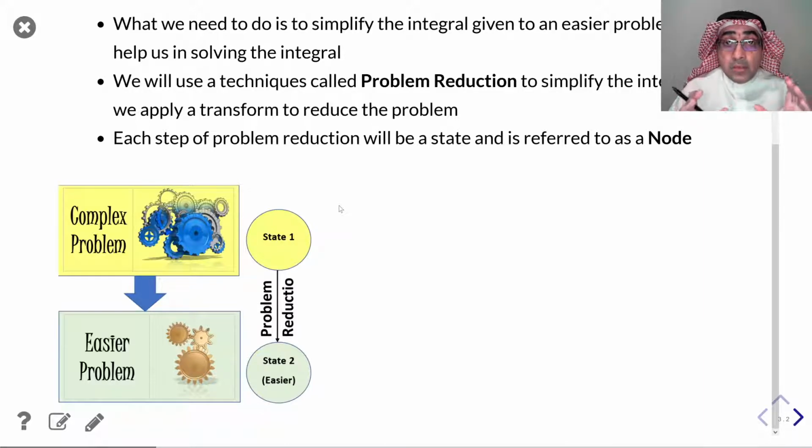Once you have a problem and that problem is complex, try to look for a solution that is simpler related to this problem, and then shrink that problem down until you get to a problem that you can actually solve, and then you can go ahead and get the solution of your problem.